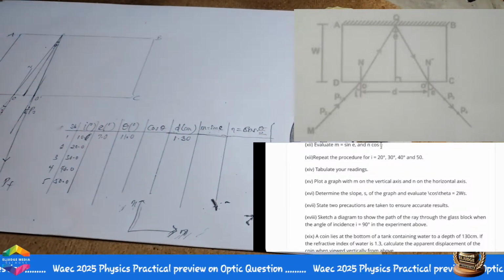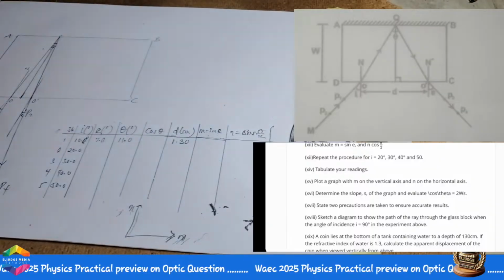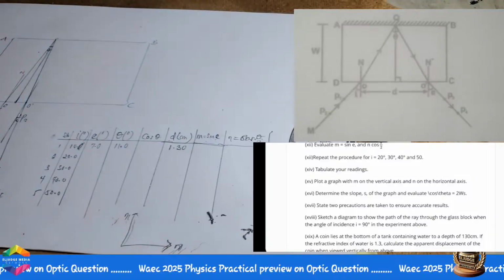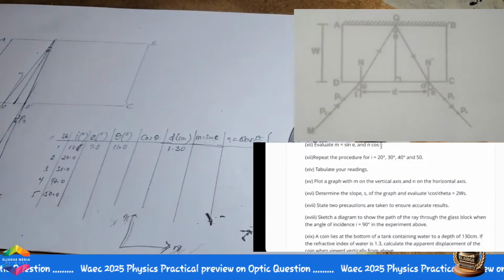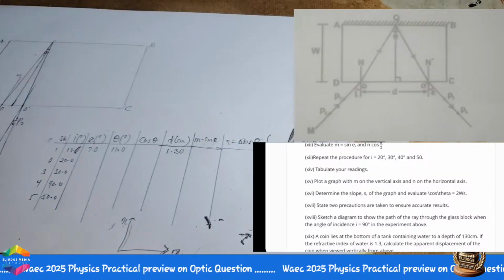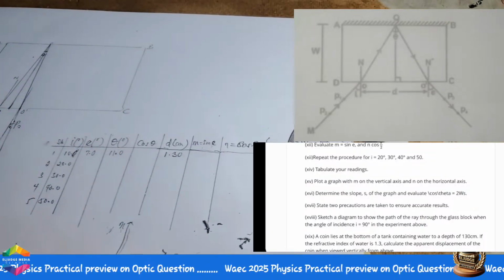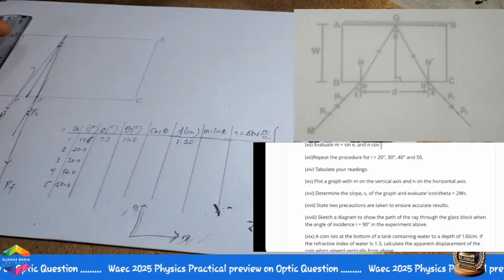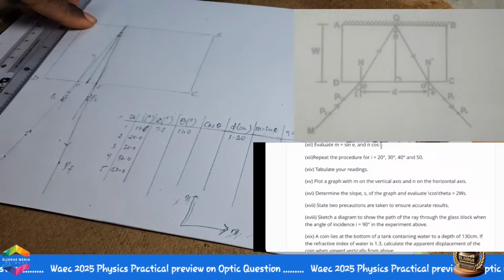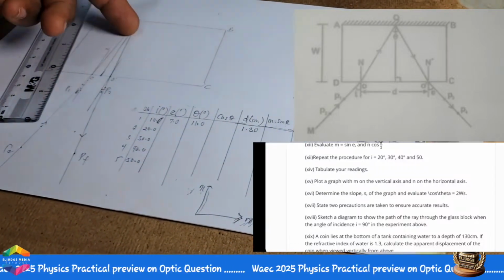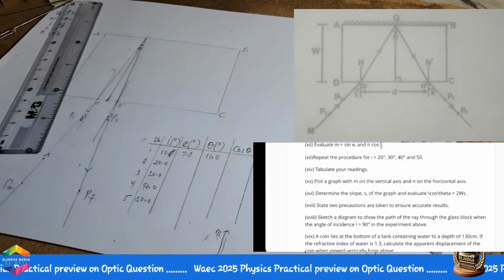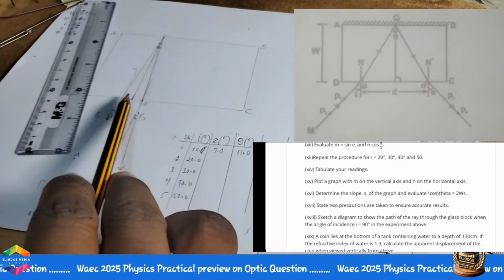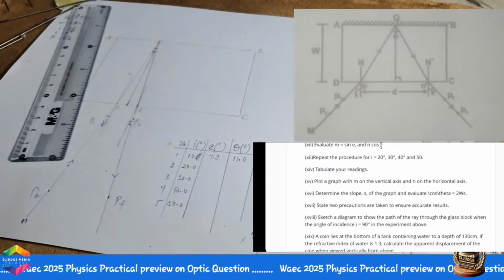Then sketch a diagram to show the path of the ray through the glass block when the angle of incidence I is 90 degrees. That is like this, angle of incidence that's parallel to this, you have to sketch the kind of ray that will be formed. Well, from here, at least you have an idea of how to set up your experiment for optics.